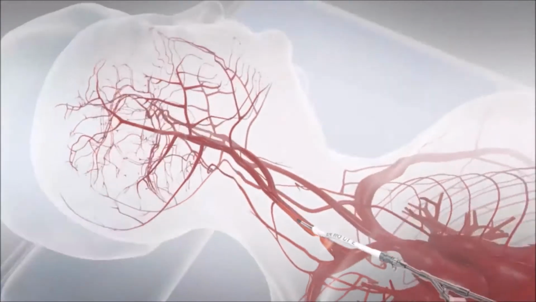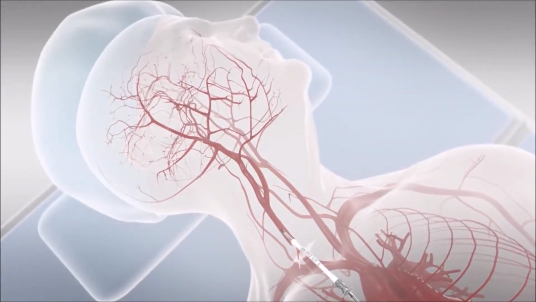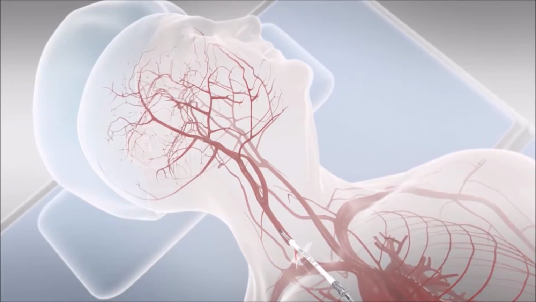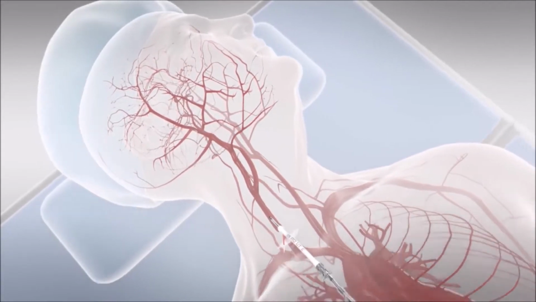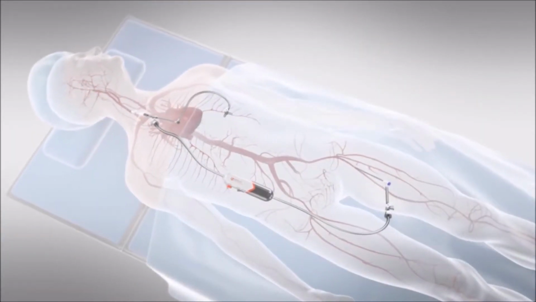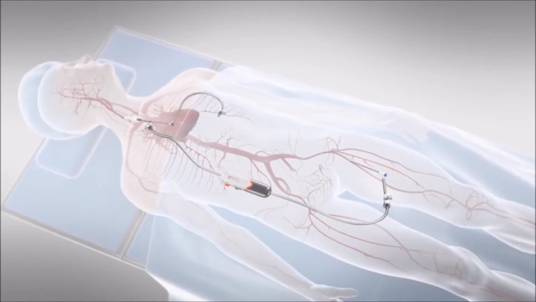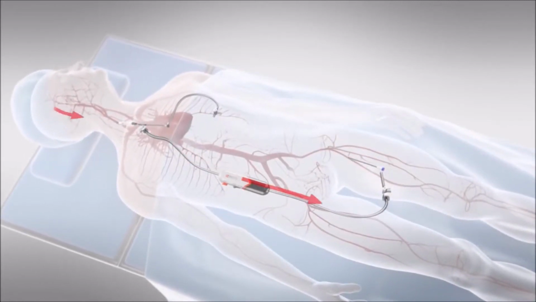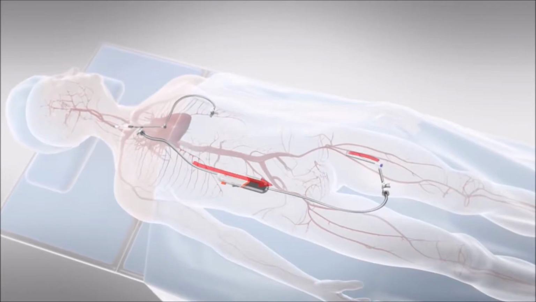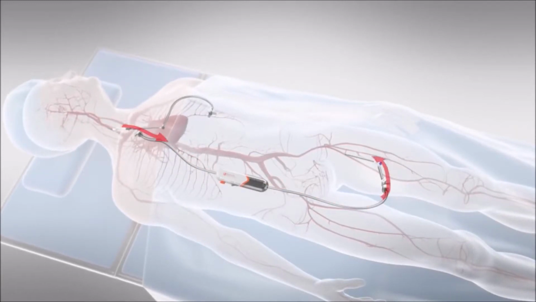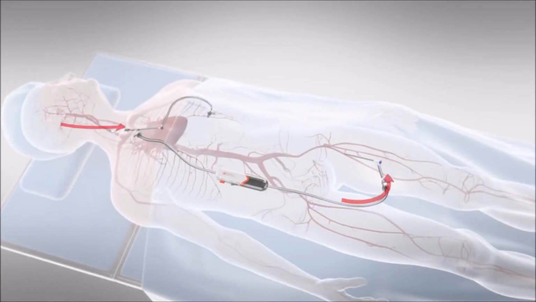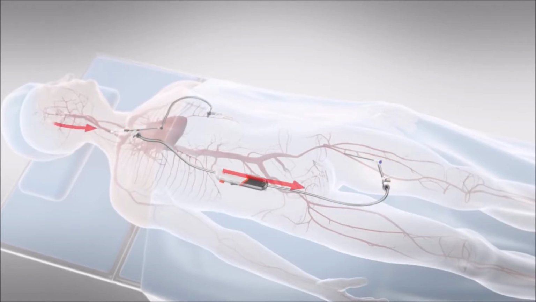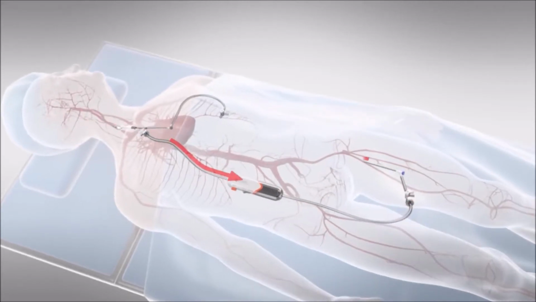Flow reversal keeps debris moving away from the brain, protecting it from dangerous emboli. The sheath is connected to a circuit outside the body that directs the blood flow into the femoral vein. The connection between the high-pressure arterial system in the brain and the low-pressure vein in the leg creates a pressure gradient, causing blood to move backwards in the carotid artery.